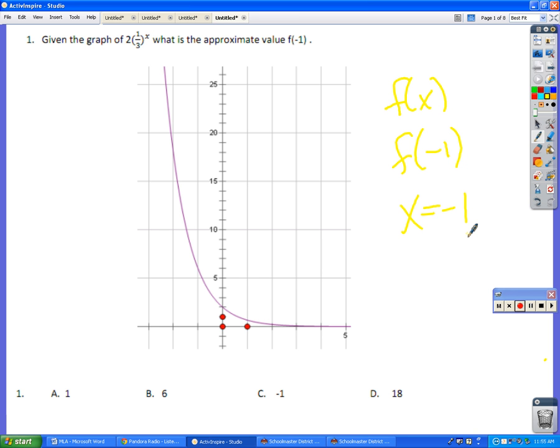All right, so is the x's the side to side or the up and down? Side to side. So I'm going to go to -1 on the side to side, and then I'm going to go up to the graph. And so that point right there. So they're saying when x is -1, what's y? 6. Okay, because that's where that point is, it's at 6.